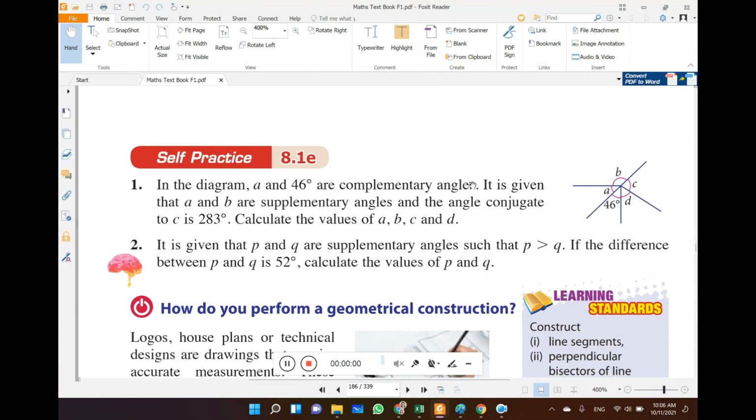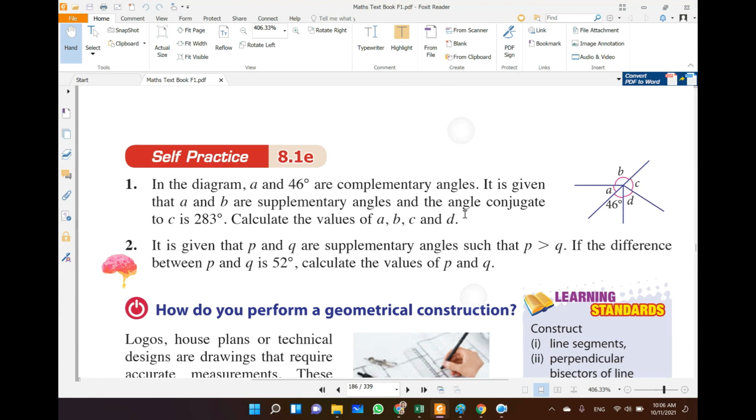Hopefully you remember what is a complementary angle. Do you remember what is a complementary angle? 90 degree, right? Supplementary angle? 180 degree. Very good. Conjugate angle? 360. Very good.